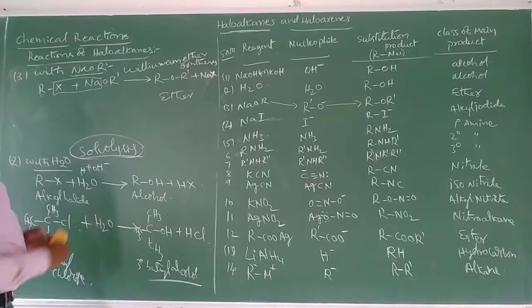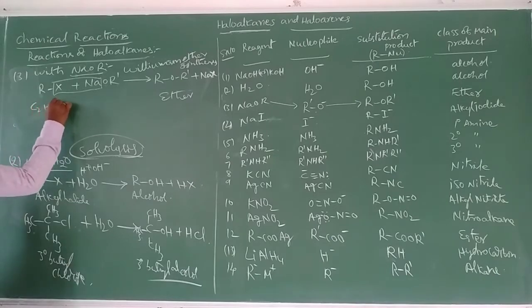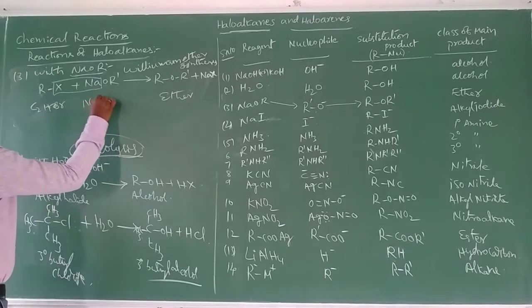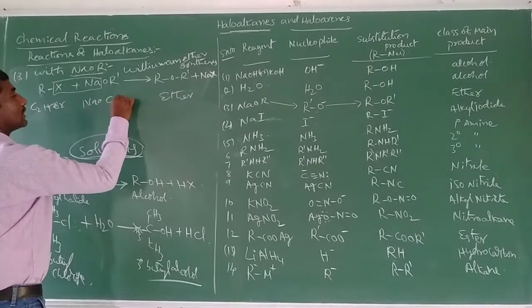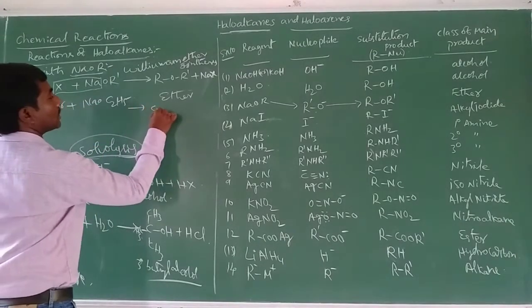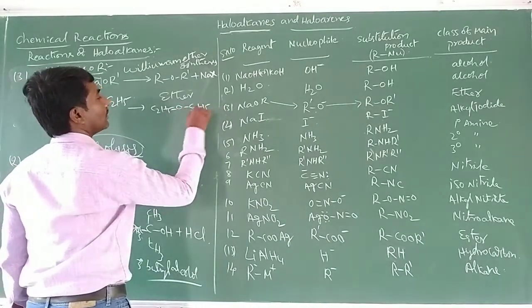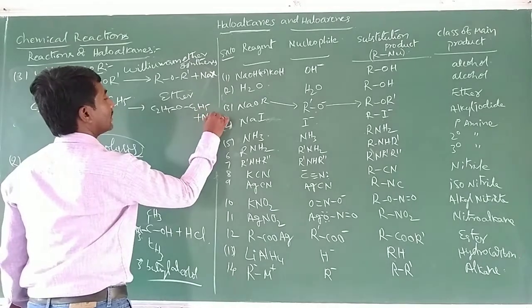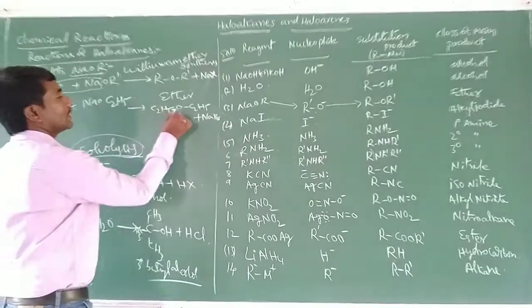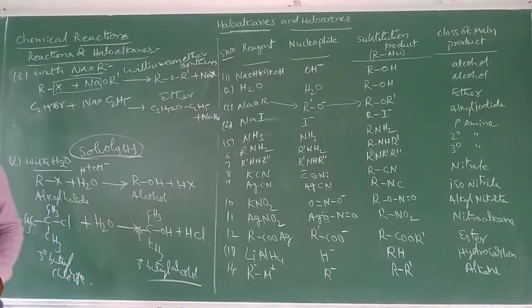So ROR. So you take any one example here. C2H5Br with NaOC2H5. So it gives what? C2H5OC2H5 plus NaBr. So this is diethyl ether. So this is the example.